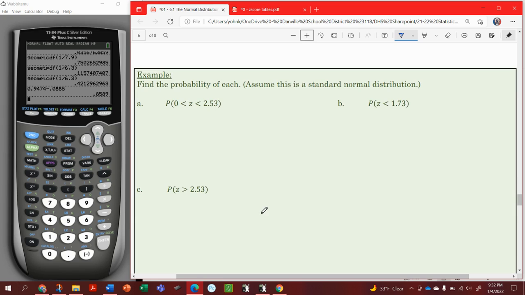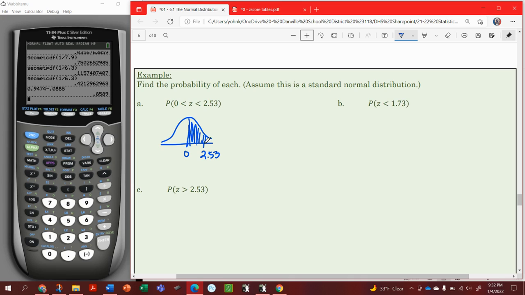So now if we take a look at problems, the directions might say find the probability of each. Assume it's a standard normal distribution. So if I've got something written like A, the probability that Z is between 0 and 2.53, if I draw a picture, here's 0, here's 2.53, I'm looking for the area between them. So what's the probability that I'm in there? Well, notice that you're shading less than half, so I would assume that my value would be less than 0.5.